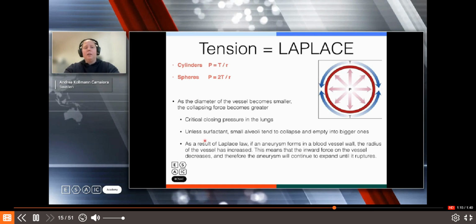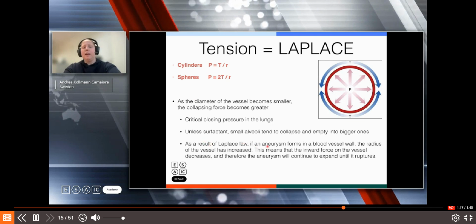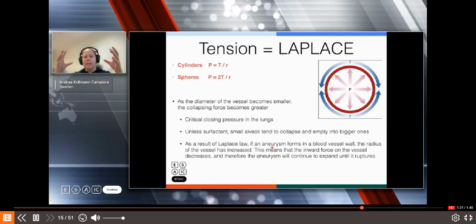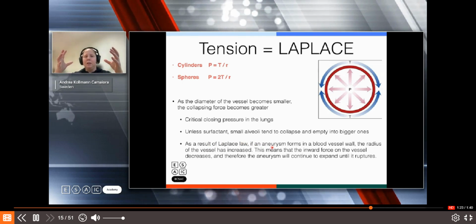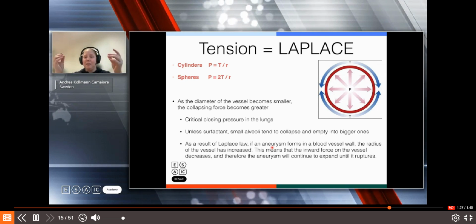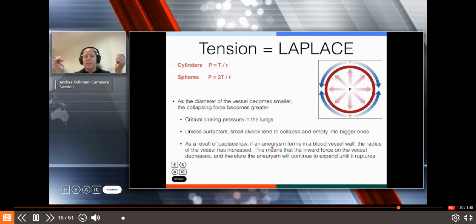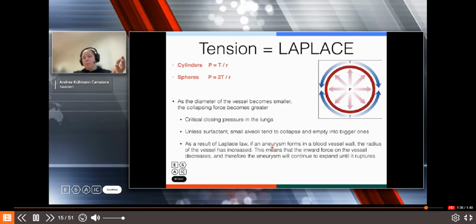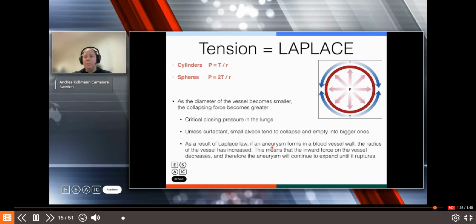And another application is if you have an aneurysm, and the radius of the vessel is increased, then it means that the inward force of the vessel is decreased, because the walls become thinner and thinner, and then it cannot keep the amount of pressure, and then it just explodes, resulting in a ruptured aneurysm in the brain.